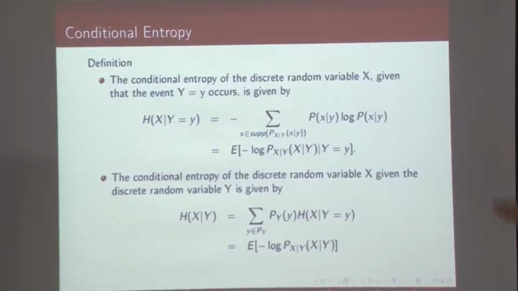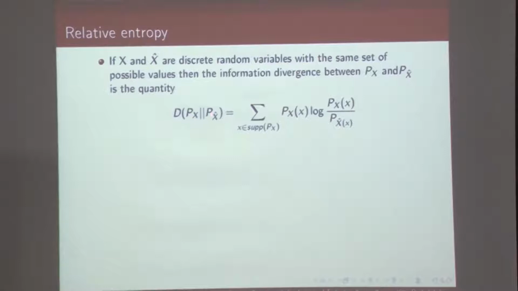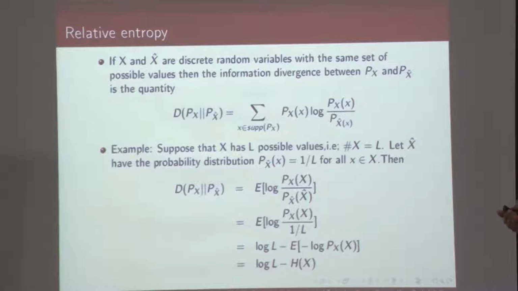Now I'll define what is known as relative entropy. If X and X hat are two discrete random variables with the same set of possible values, then the relative entropy or information divergence between P of X and P of X hat is defined in this particular way. It is the summation of P of X log of P of X divided by P of X hat. You can also look at it as the expected value with respect to X of log of P of X over P of X hat.